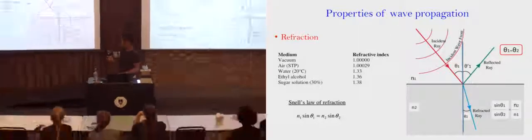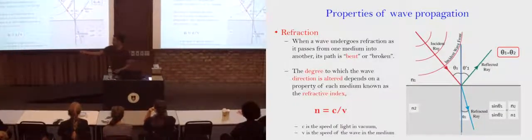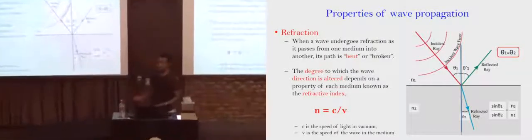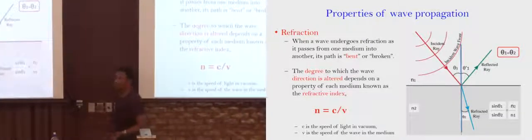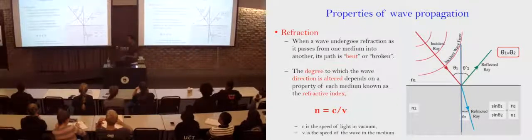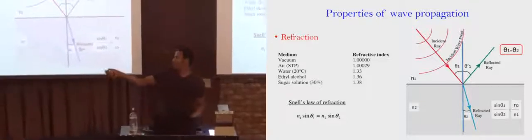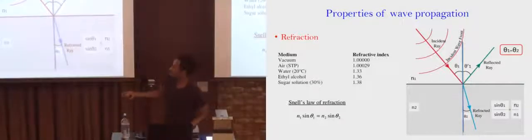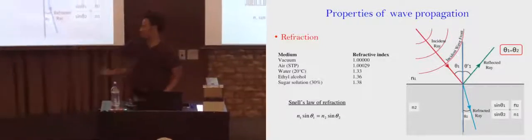So using this formula, if n is equivalent to 1 for a vacuum, the speed of the wave in the vacuum will be the same. C and V will be the same. The speed of light through a vacuum is 3 times 10 to the power of 8 meters per second, right? So the refractive index for vacuum is 1, for air 1.0029, then water, ethyl alcohol, sugar solution. It will increase as the density increases.